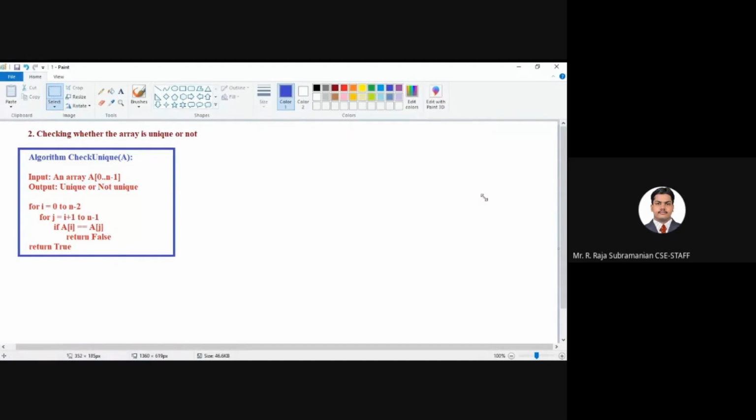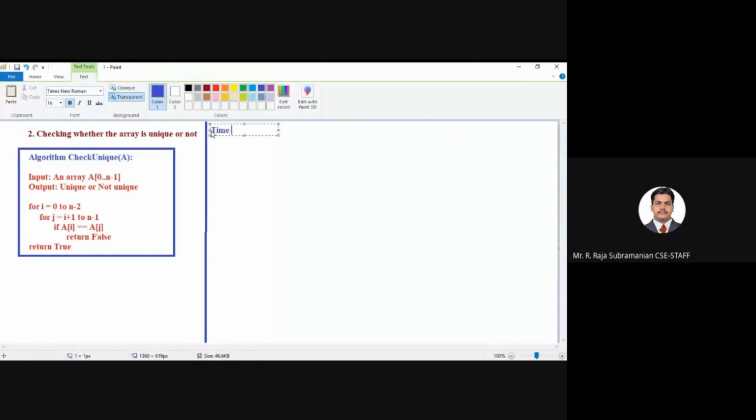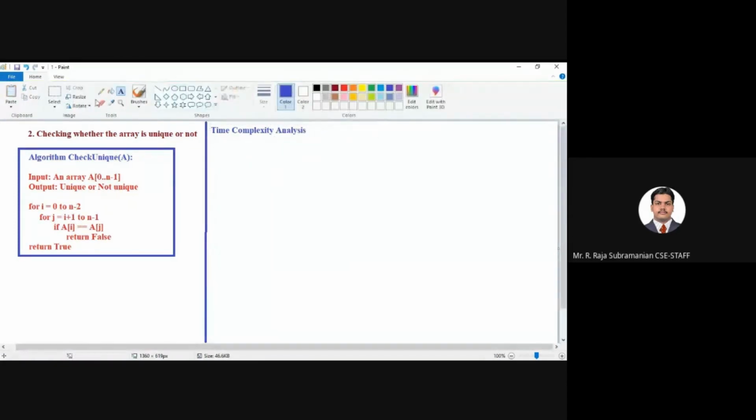So let me write the time complexity. I want you guys to help me with how to derive the time complexity. It will be something slightly different. It can go a bit long, but it will be easy. Time complexity analysis. Now help me, how do we start?